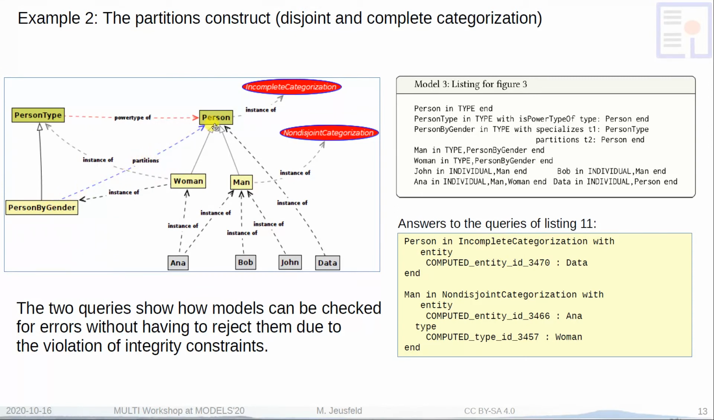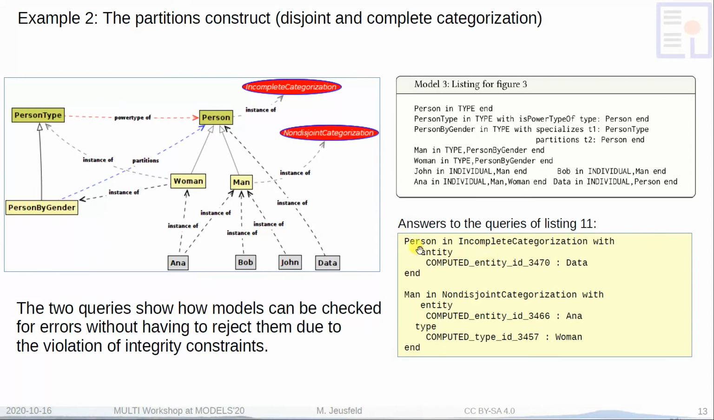This is depending on this partitions construct that we use here. Partitions is subsuming disjointness and completeness. So we activate the semantics of this by just using partitions. When we graphically visualize that, then we can see that person is a violator and man. We can also use the textual answer to the query, and then we see a little bit more information.